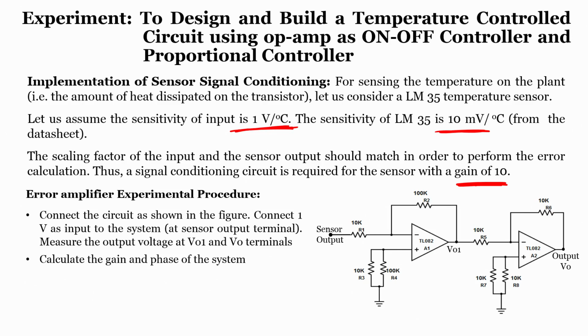Now, for the error amplifier procedure, we will connect the circuit as shown in the figure. Now, connect 1 volt as an input to the system, that is at the sensor output, and measure the output at VO1 and VO, and calculate the gain and phase of the system.